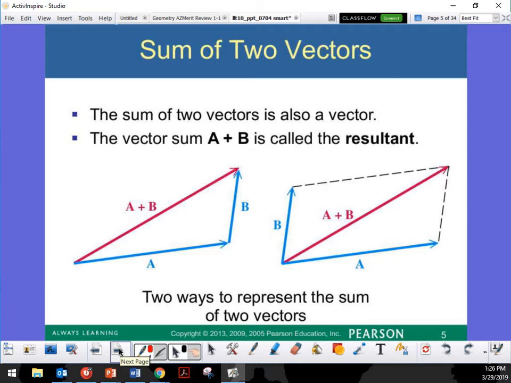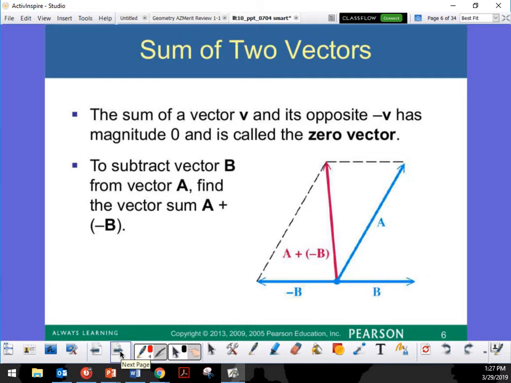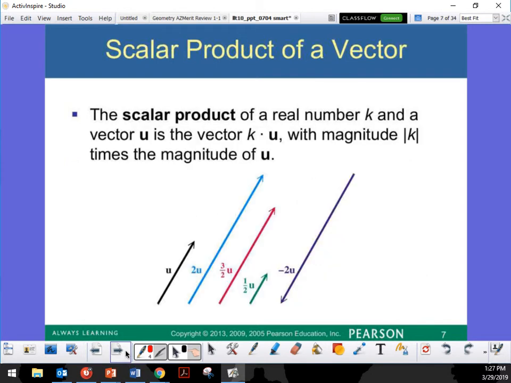The sum of two vectors is also a vector. The vector sum A plus B is called the resultant. It's tip to tail. You'll see it here in a second. The opposite vector is the negative. The zero vector has magnitude 0. Scalar multiplication is multiplying the vector by some number, where the magnitude changes by whatever the size is.